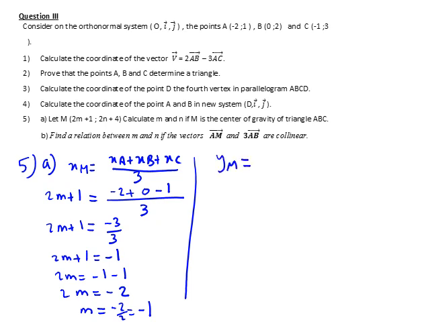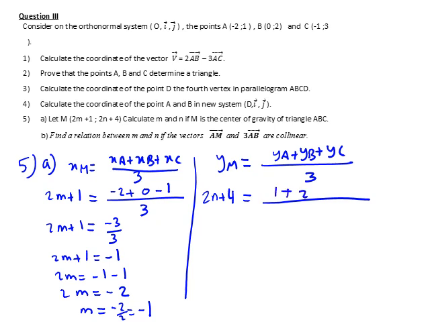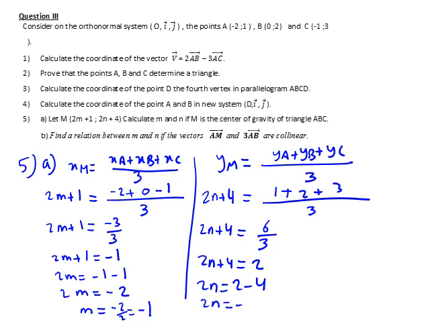YM equals YA plus YB plus YC over 3. YM is 2N plus 4, which equals YA is 1, YB, YC over 3. 2N plus 4 equals 3 plus 3, 6 over 3. 2N plus 4 equals 2. So 2N equals 2 minus 4. 2N equals minus 2. N equals minus 1.